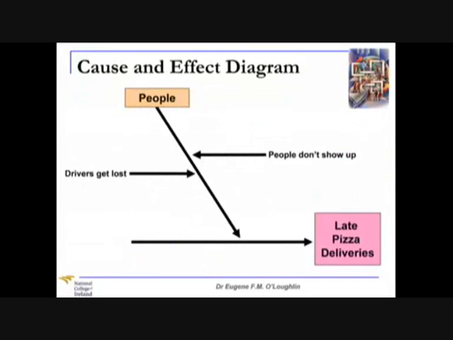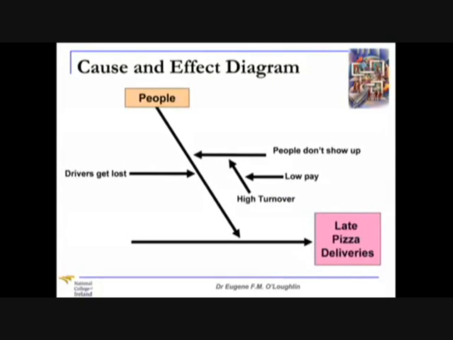And I've spread this out a little bit more, and I've hidden the other parts of the diagram just to make this more visible on the video. And I've got my 2 possible main causes, drivers get lost and people don't show up, listed here. And what I want to do now is ask, why is each of those problems caused? And what's causing, for example, people not to show up, or what's causing drivers getting lost?